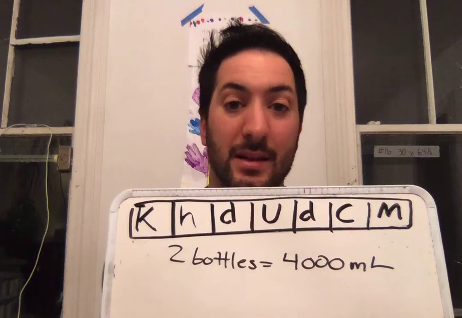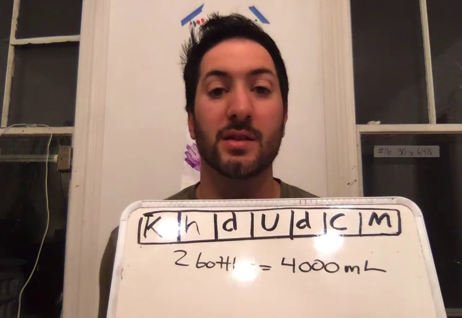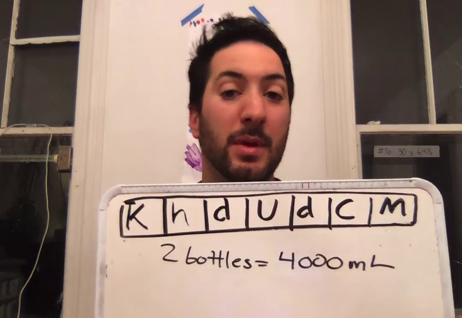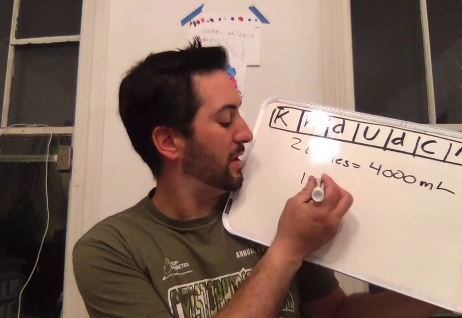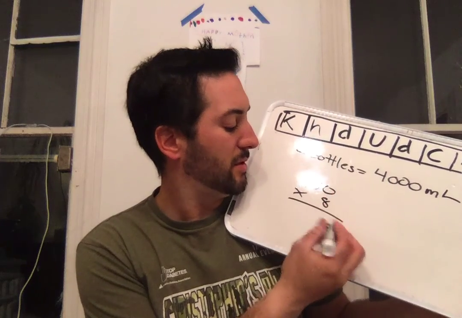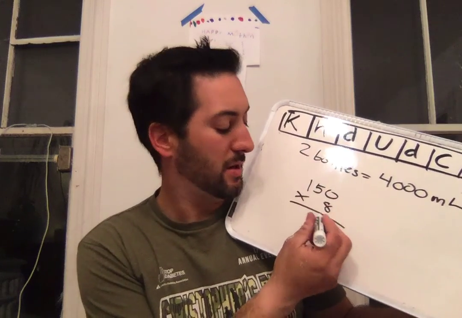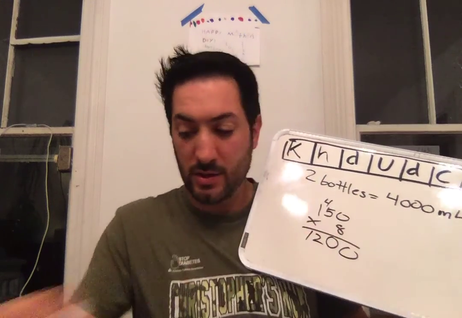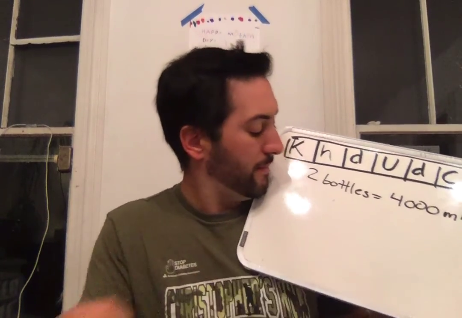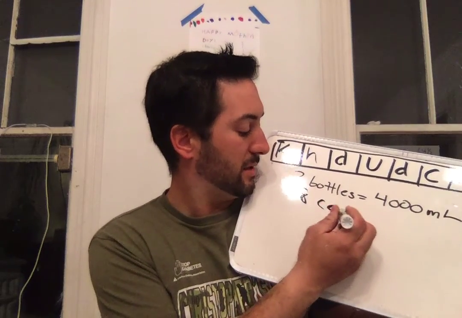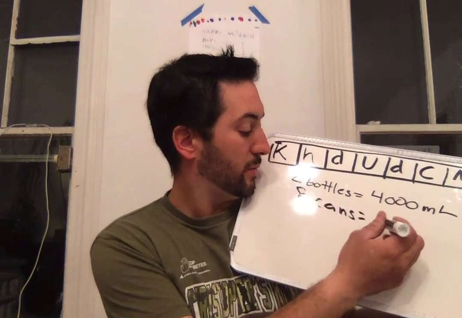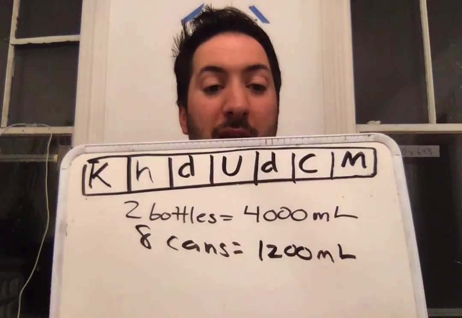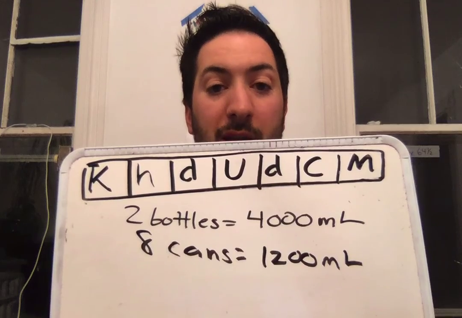We also have 8 cans. We look at the chart. Each can is 150 milliliters. We don't have to convert that at all, so how do we figure out what 8 of them would be? We do 150 times 8. Put the 0 down. 8 times 5 is 40. 8 times 1 plus 4 is 12, so 1,200. So we find out that 8 cans equals 1,200 milliliters.